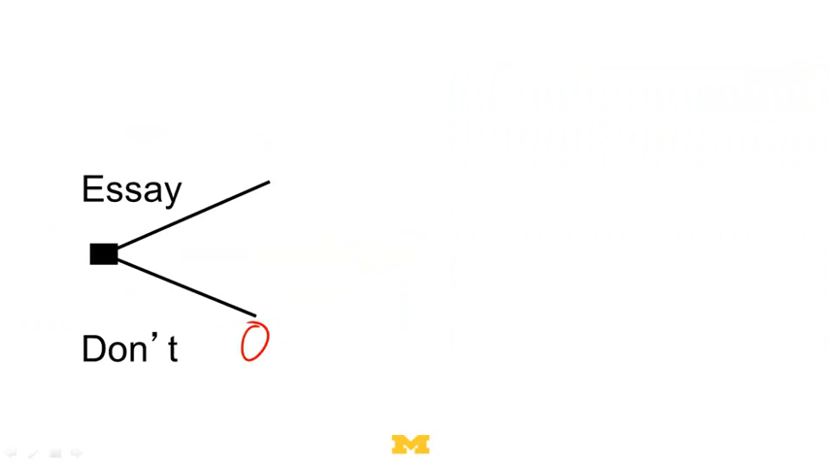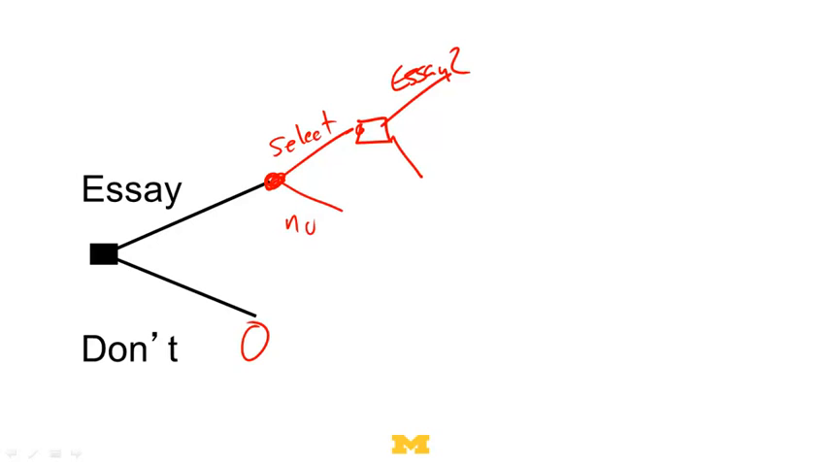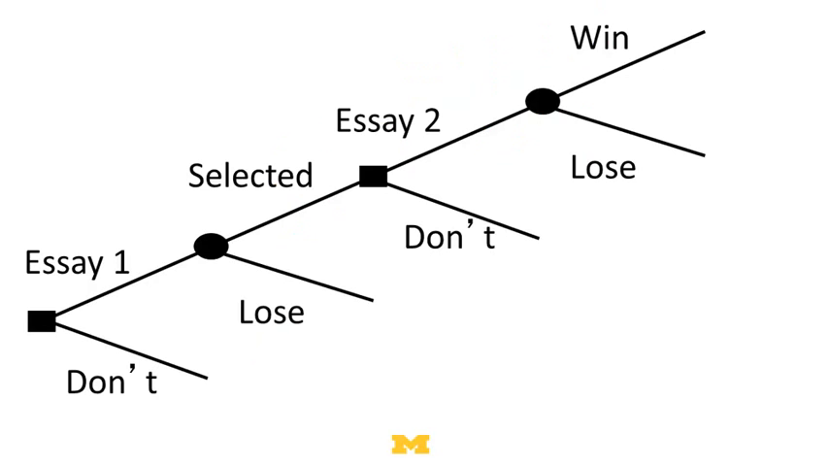Well, if I don't write the essay, I get nothing. And if I write the essay, well, now it's a little more complicated because what can happen? Well, there's going to be some random node here where I could be selected or not. And then if I'm selected, I can decide whether I want to write essay 2 or not, but I probably will. And then there's going to be some random thing whether I win, yay, that'll be great, or whether I lose, and that won't be so great. But what I want to do is not have these smiling happy faces and sad faces. I actually want to put in the numbers. So let's do it. This isn't too hard.